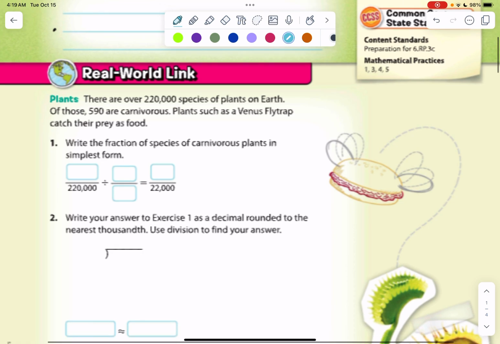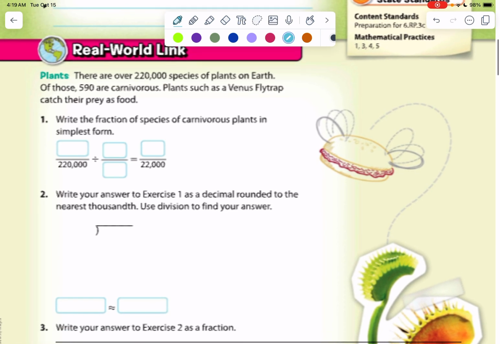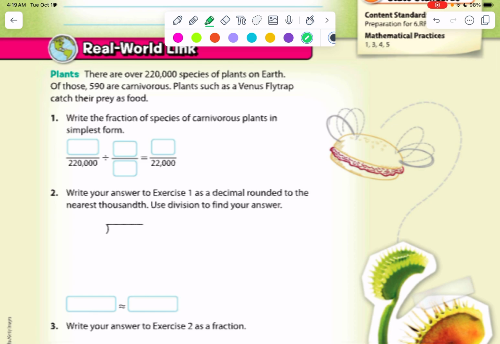Let's look at a real world link. It says here, there are over 220,000 species of plants on Earth. Of those, 590 are carnivorous. Holy cow. You guys knew what carnivorous means, right? That means meat eating. 590 meat eating plants. I assume insects, but I don't know.